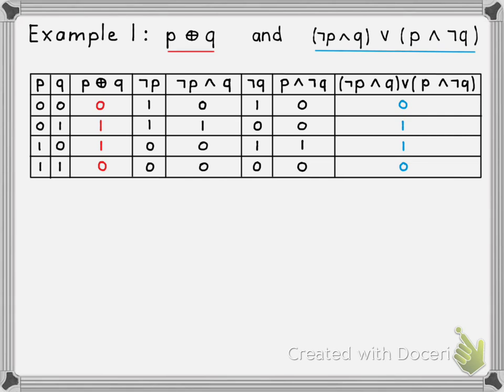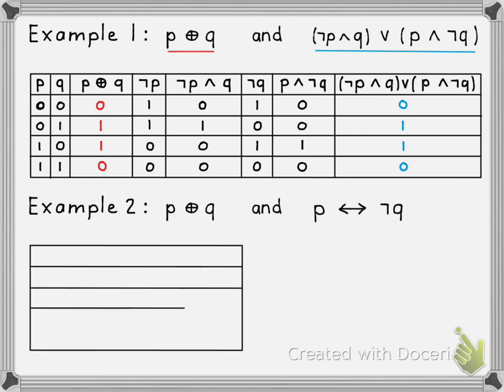Now let's trace our algorithm on a second example, where the first input is P exclusive or Q, and the second input is P biconditional not Q. And remember, the first step is to build a truth table for these two propositions. Since they only contain two atomic propositions, P and Q, their truth table will again contain exactly 4 rows.